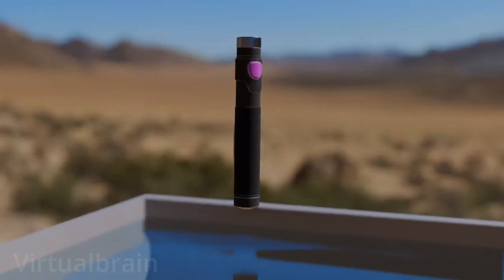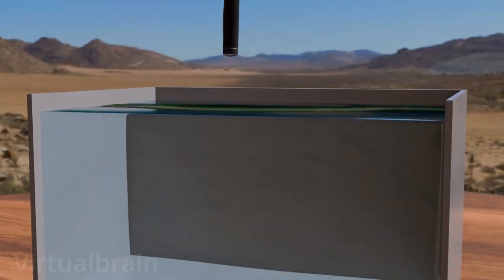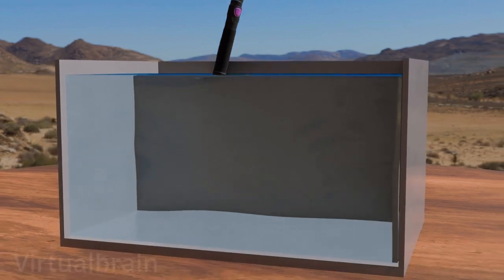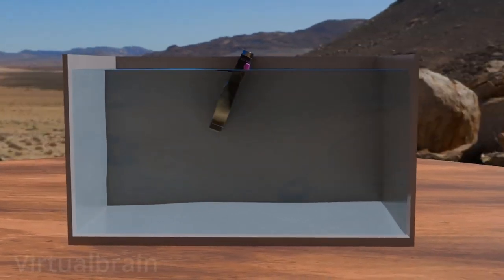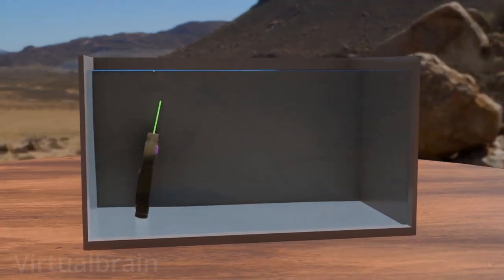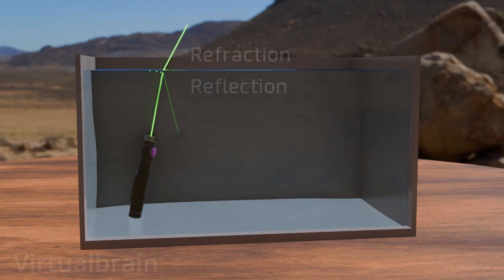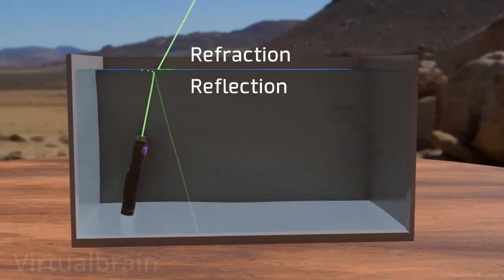But the change in speed is not the only thing that occurs. When a light beam passes between two materials of different refractive indices, its path is also affected, similar to what happens when we try to see something in water. When the angle of incidence is small, the light beam undergoes a slight deflection as it passes from one material to the other, a phenomenon known as refraction.